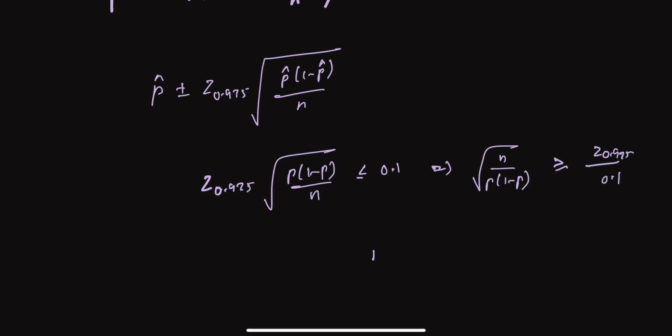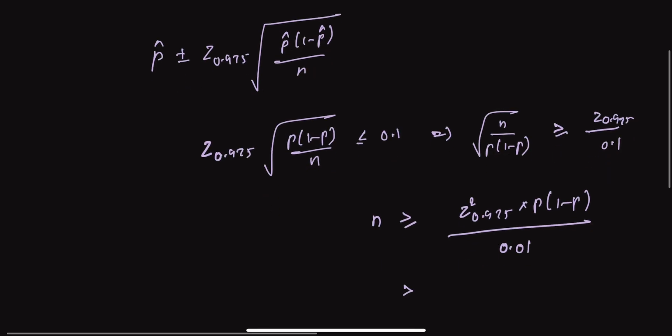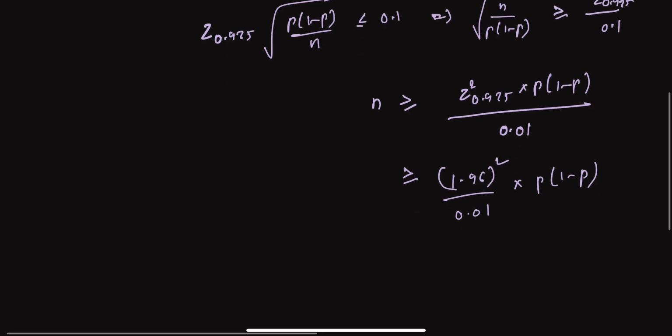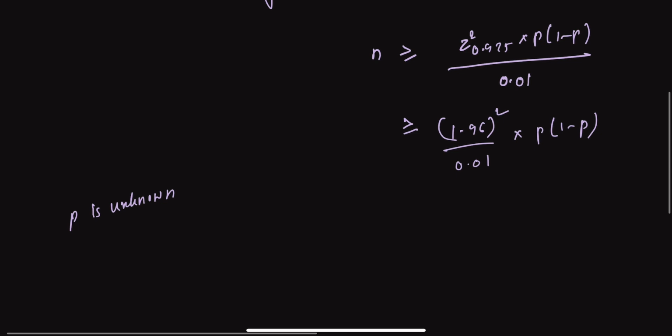So n is greater than or equal to Z squared 0.975 into P into (1 minus P) by 0.01. This Z squared we know, that is 1.96 whole square by 0.01, into P times (1 minus P). Now P is unknown, so we don't know about P. The requirement must hold regardless of the value of P, so we can consider the worst case bound of this P into (1 minus P).